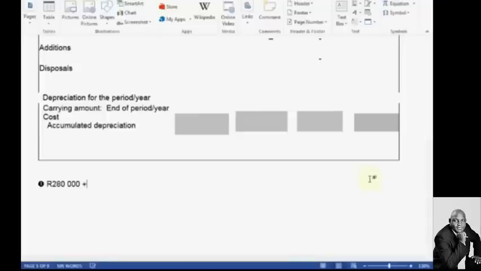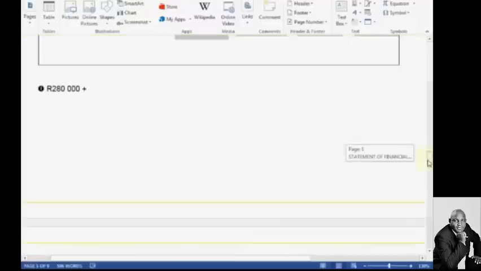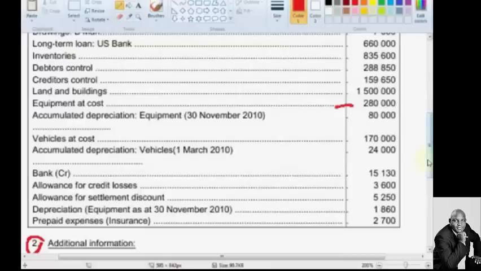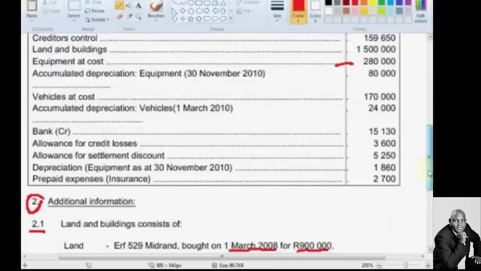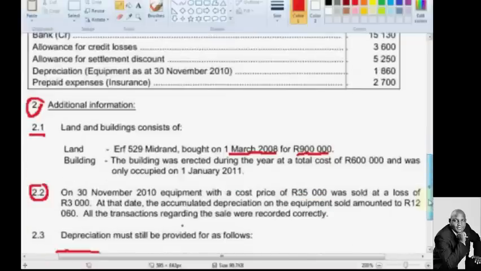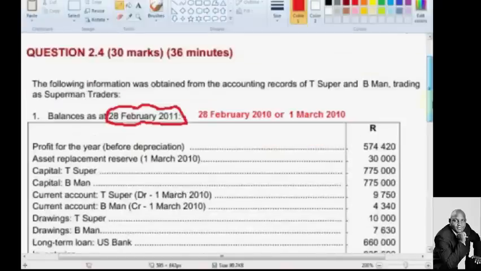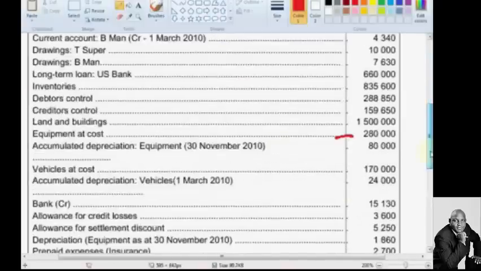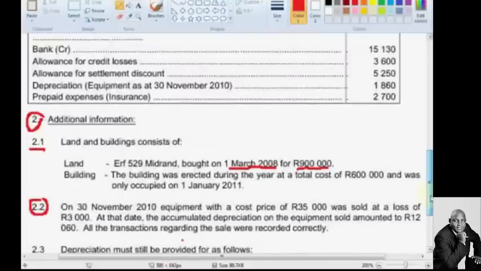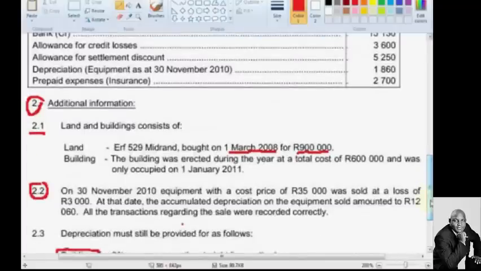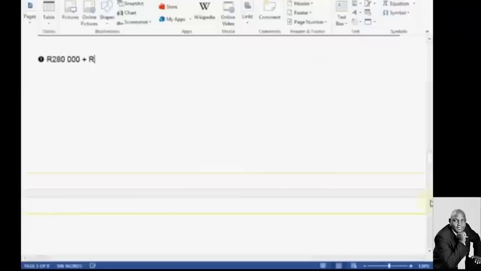So I know that I need to add the equipment that was sold, which happened during the year. Let's see what was sold. On the 30th of November, remember the year of my interest is 28 Feb or 1st of March. Anything after that is during the year. The equipment that was sold cost 35,000, so I need to add 35,000 here because at the beginning of the year it was not sold yet.